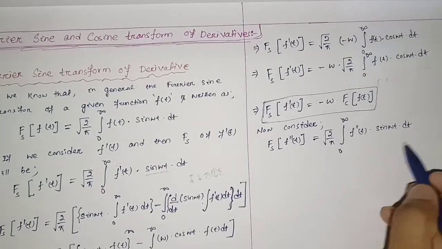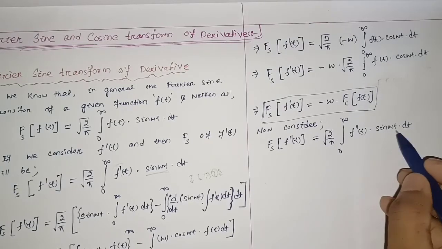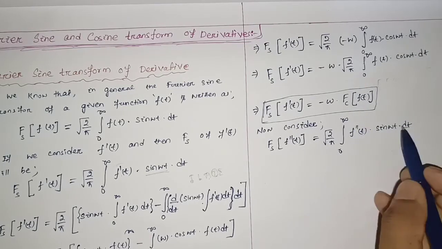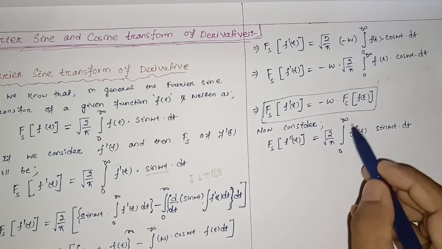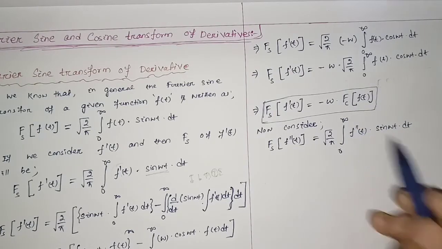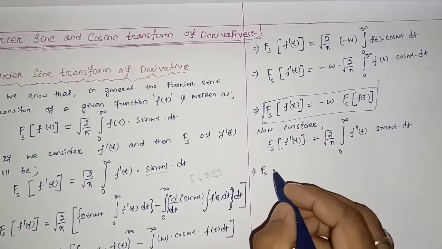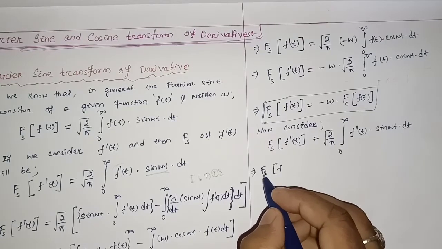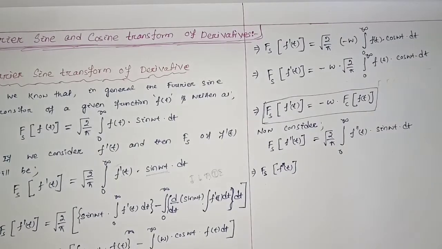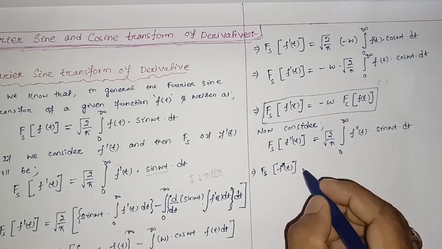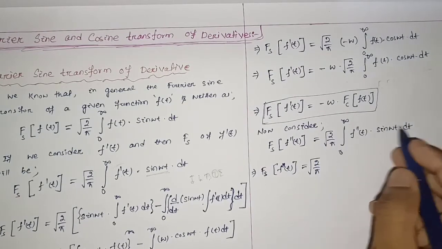Now for this integration, this will be considered as the second function and this as the first function, because this is an unknown function, so this one will be considered as the first function. Whenever we do the integration, this derivative will easily be removed. So the Fourier sine transform of the double derivative of this function f(t) will be written as root over 2 by pi. Now we are going to consider integration by parts.